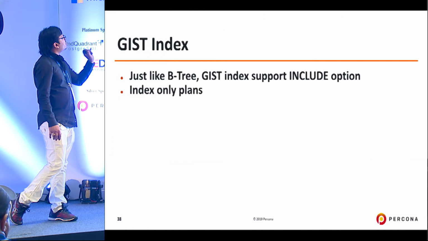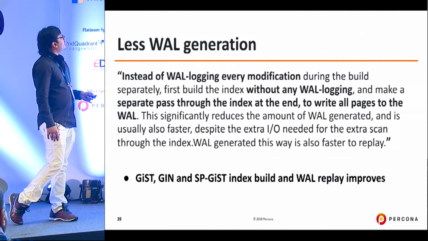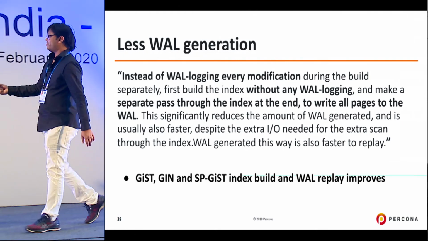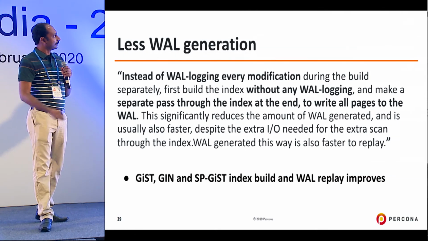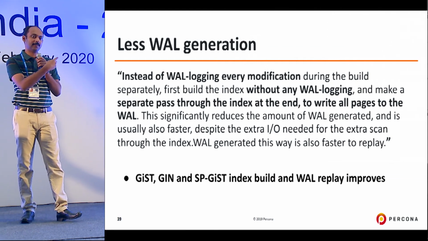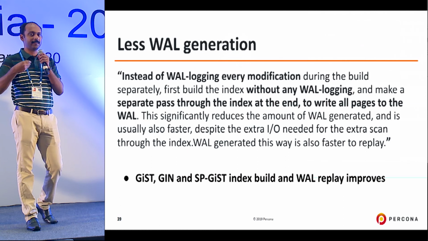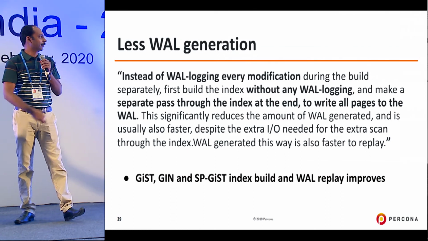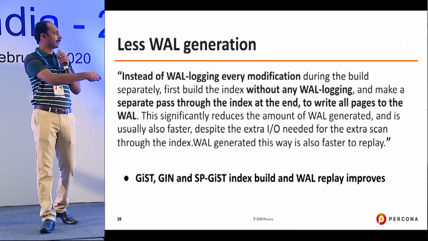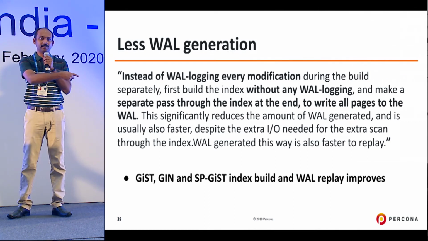So now, just like B-tree, even GiST index supports the include option, right? Include-only plans. As shown, the WAL generation is optimized now. Index creation takes much less WAL generation because the index is created and rescanned and the WAL is added later. So there is optimization. And the WAL replay related to index generation is further optimized. This is especially useful when you have a standby and there is heavy traffic.